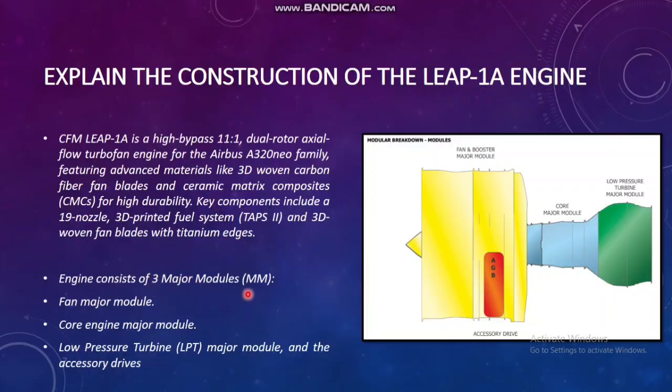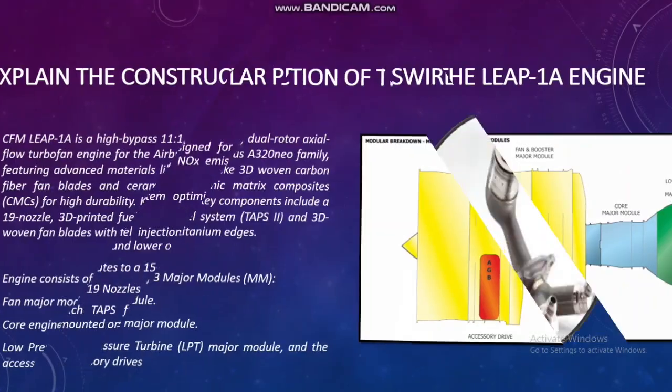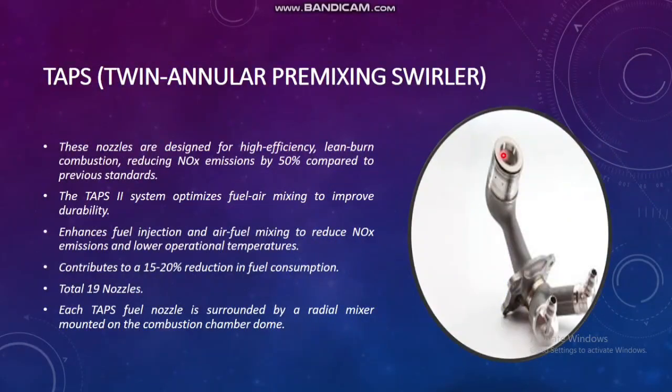The engine consists of three major modules: the fan module, the core major module, the low pressure turbine major module, and the accessory driven gearbox. So in LEAP, there are only three main items: the fan booster major module, the core major module, and the low pressure major module. In the case of Pratt and Whitney, it will be totally different. If you want to know about Pratt and Whitney, go through my previous interview question video that I have uploaded. Next is the TAPS, twin annular pre-mixing swirler.